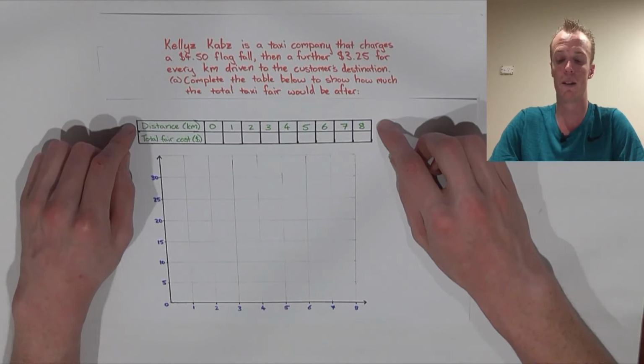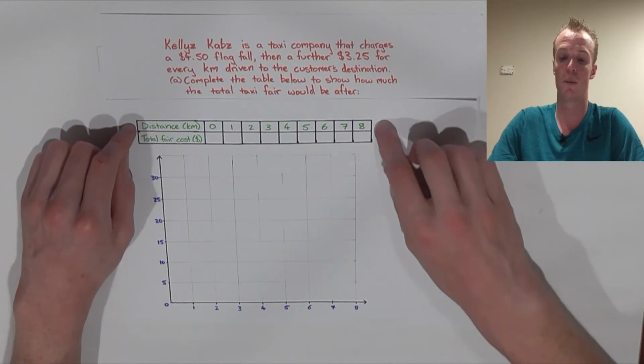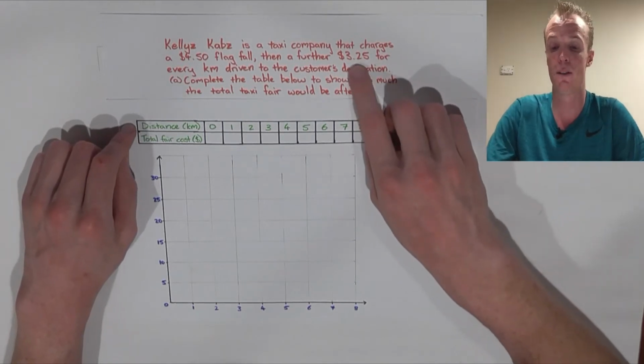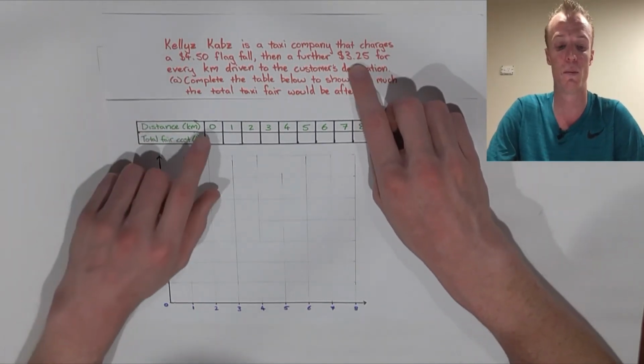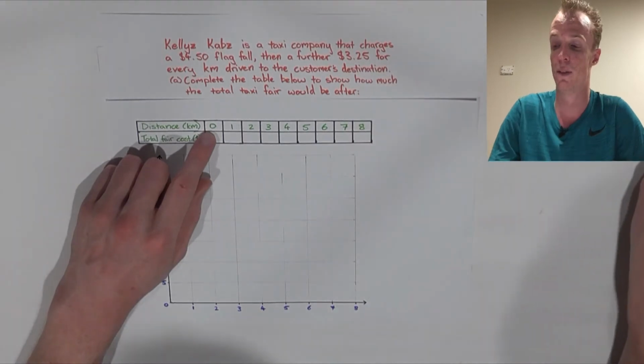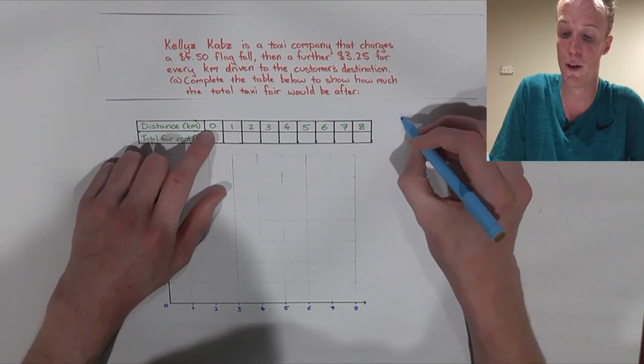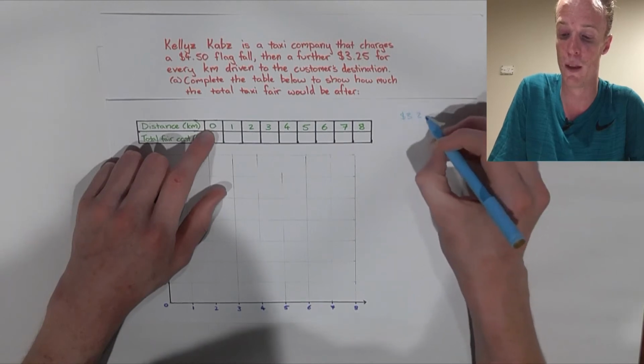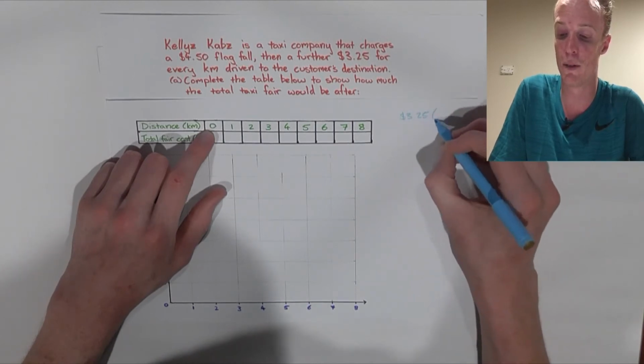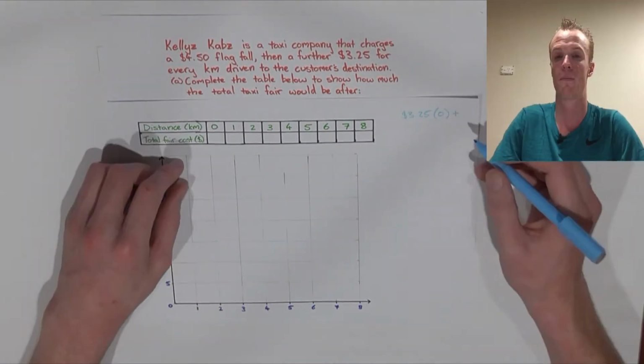The first part we need to consider is how much it's going to cost the customer for a given distance that they travel. To achieve this, we need to multiply the value that's costing per kilometre with the number of kilometres that they travel. For the 0 kilometres, we would need to be multiplying our $3.25 for every kilometre by the number of kilometres they travelled, which is 0.